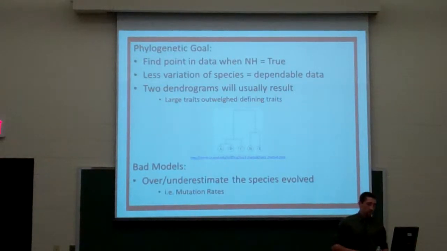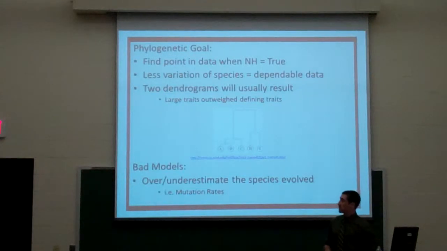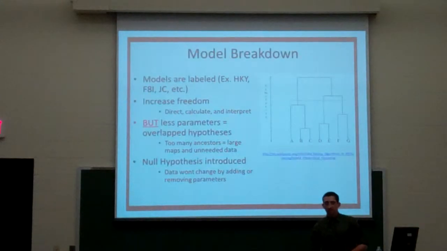Now, bad models are a result of underestimating the species involved, which includes the mutation rates. A lot of the time, they're unaware of how quickly these species evolved and how many of these species evolved.